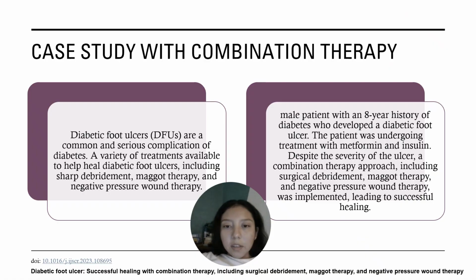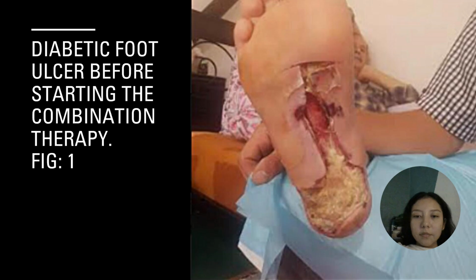So this was a case study I found that I thought was pretty interesting. Here we have a male patient with an 8-year history of diabetes who developed a diabetic foot ulcer. He was getting treatment, but it was still getting bad. They ended up doing a combination therapy, which was surgical debridement, maggot therapy, and negative pressure wound therapy. So I want to show you guys the process that this guy went through and the results that came of it.